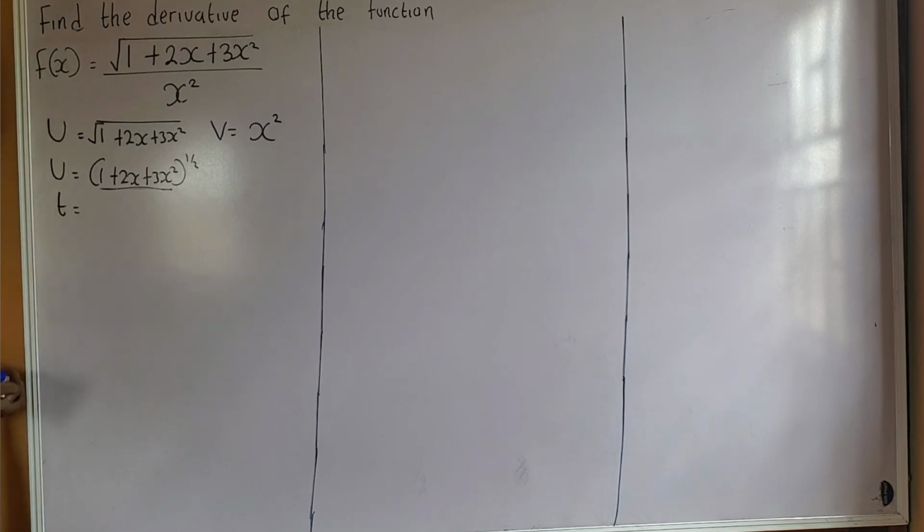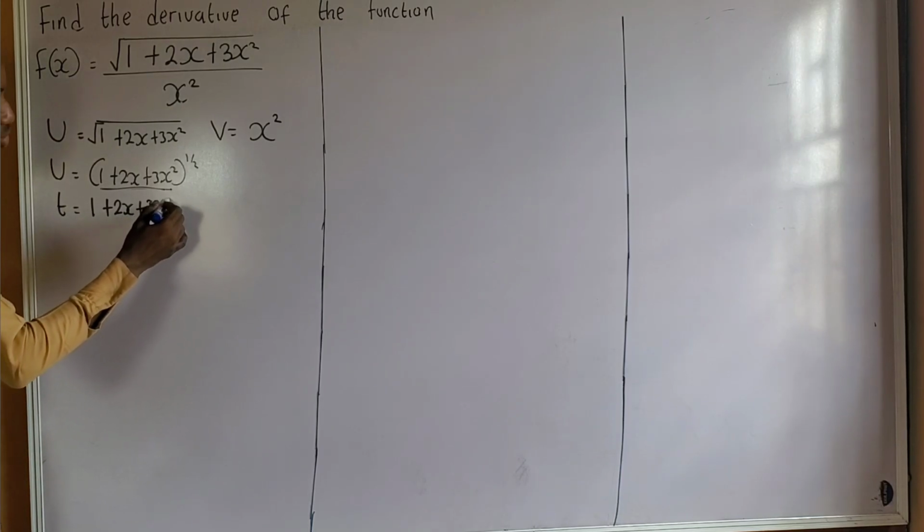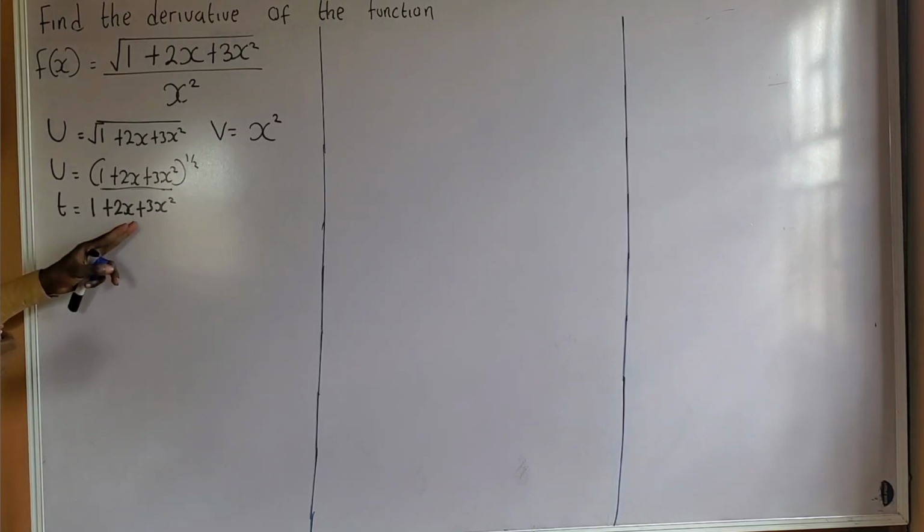The function inside the bracket is 1 plus 2x plus 3x squared. So I'm going to have t equals 1 plus 2x plus 3x squared. Okay. Now, if t equals this, that means that u will be equal to t raised to the power of 1 over 2, right? Yes. So for this, differentiate t and u.